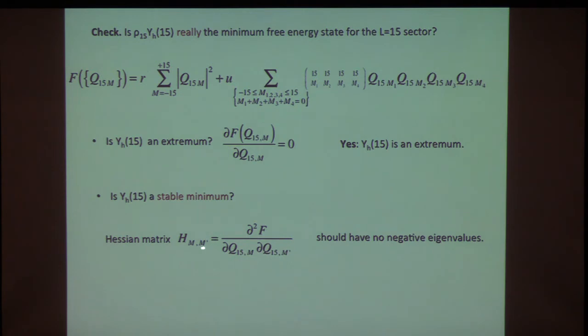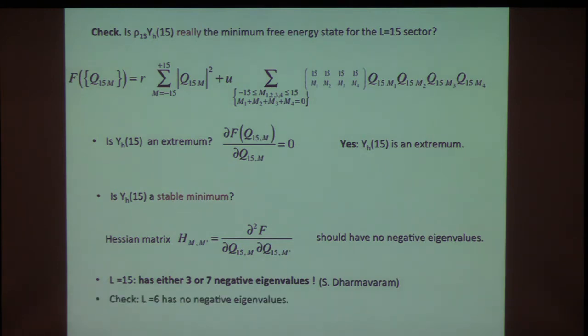Stability means that if you take the matrix of second derivatives, then it should have no negative eigenvalues. Turns out L equals 15 has either 3 or 3 plus 4 equals 7 negative eigenvalues. This is an enormous amount of work by my brilliant postdoc, Sanjay Dharmavaram. We checked back with L equals 6 to see if Paul Steinhardt didn't make a mistake, and he didn't. It has only positive eigenvalues, apart from the 3 zeros from rotations. So L equals 6 is very, very, very different from L equals 15. There doesn't seem to be a stable icosahedral state in the L equals 15 sector.